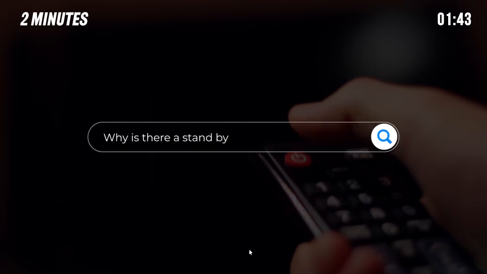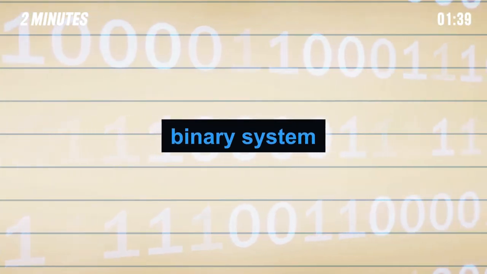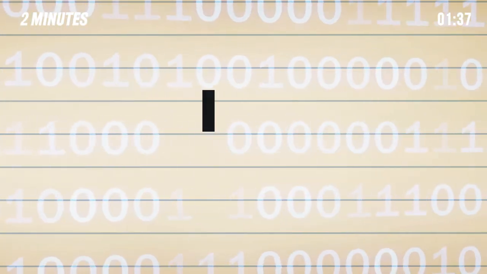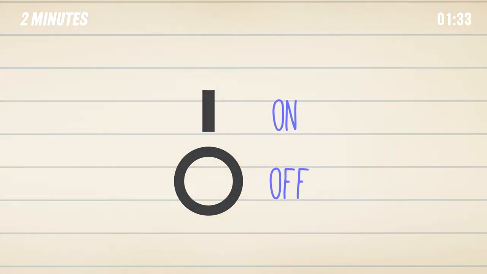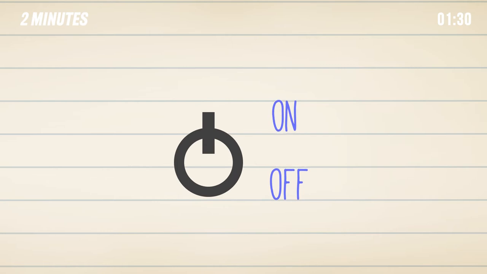Why is there a standby button on our electronics, but not an on-off button? In the binary number system that computers use, the number 1 represents on, whereas number 0 represents off. So the symbol representing on and off looks like this. Nowadays, you may see that most electronic devices have this standby button instead of an on-off button.